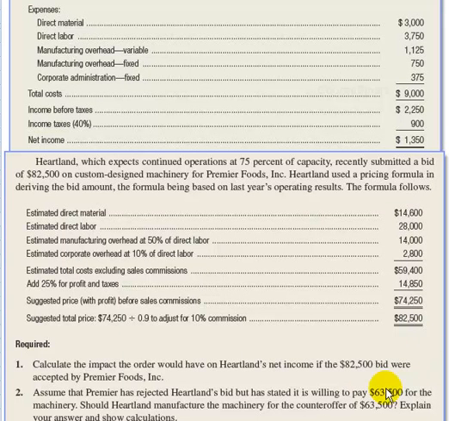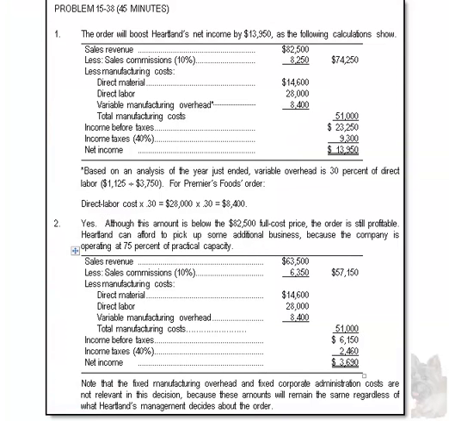Okay, now back here at the bottom, let's focus on the second requirement, and it says assume that Premier has rejected Heartland's bid but has stated it's willing to pay $63,500 for the machinery. Should Heartland manufacture the machinery at this counteroffer? And let's take a look at those answers again. Okay, now we'll focus on the solution to part 2.